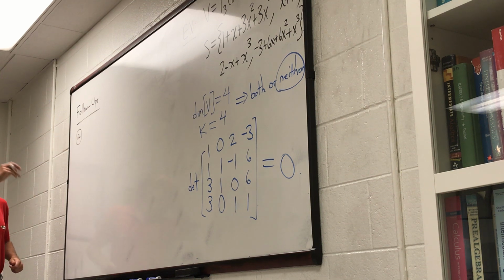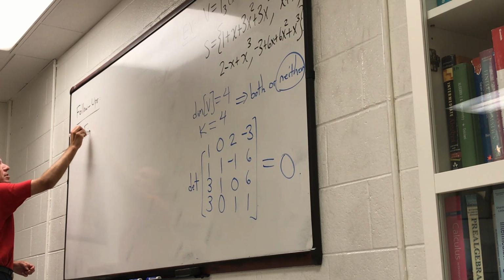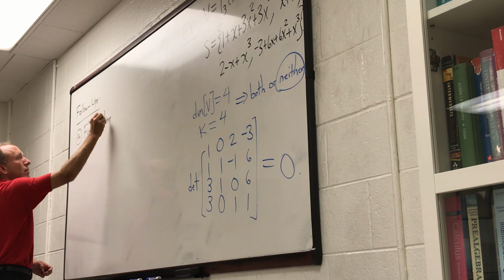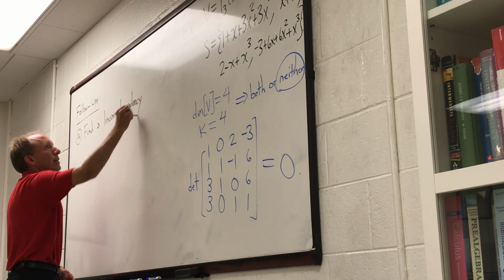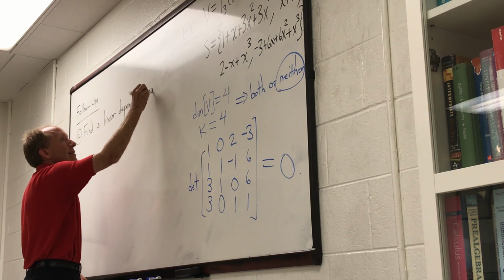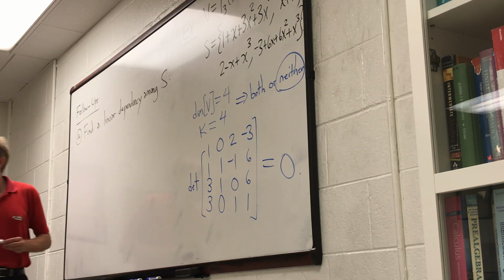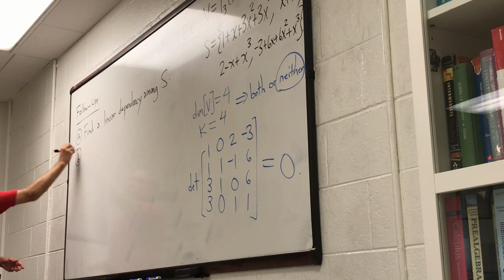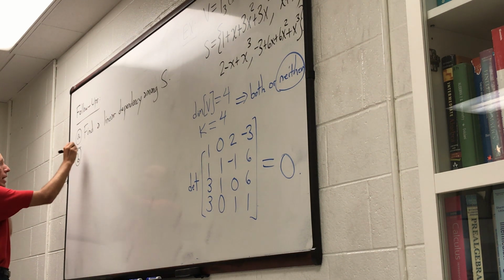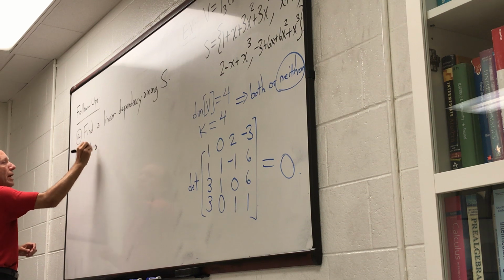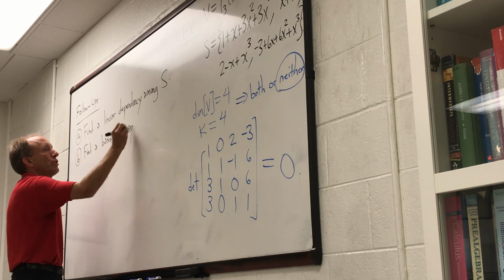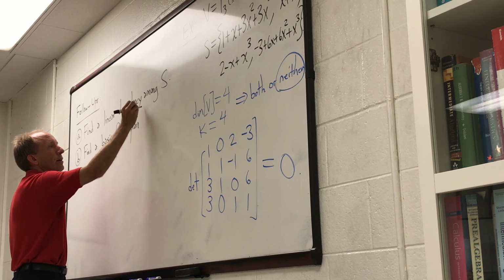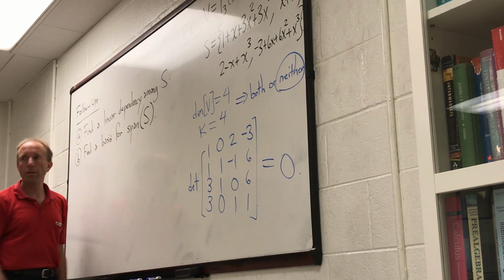The first one is find a linear dependency. Find a linear dependency among S. And then the second follow-up would be find a basis for the span of S.